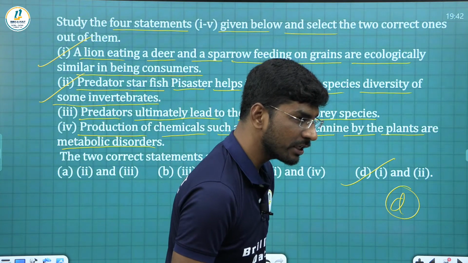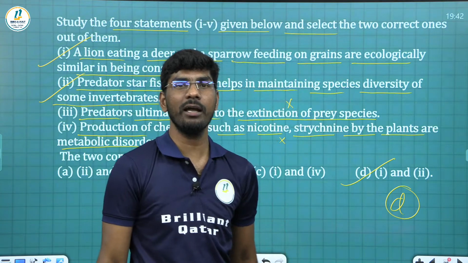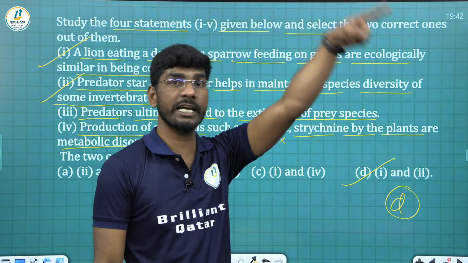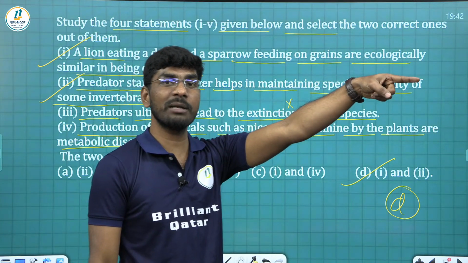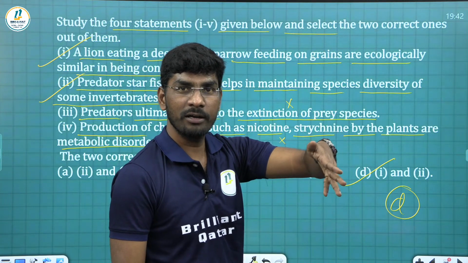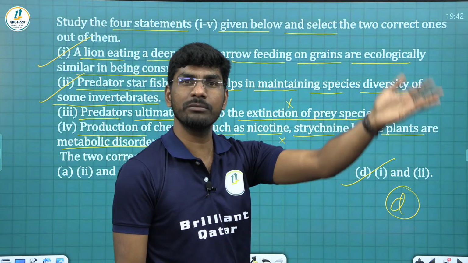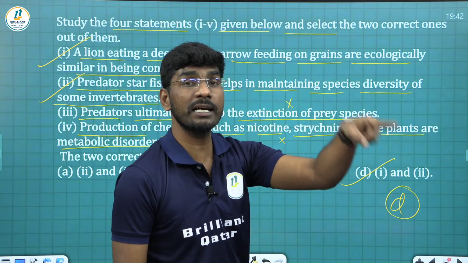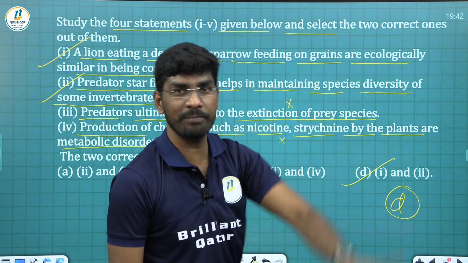Done, beta? Yes, yes. It's a protection. It is not a metabolic disorder. These are secondary metabolites, beta. Primary metabolites, secondary metabolites. Primary metabolites are the metabolites which are directly involved in the metabolism of the organism, plant: reproduction, nutrition, flowering, respiration, these all. But the secondary metabolite is not directly involved in metabolism.